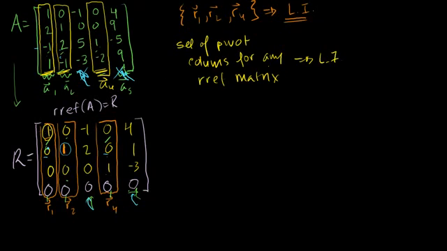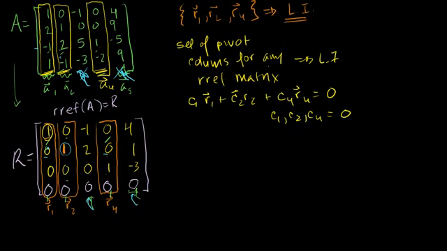Now that means that the solution to C1 times R1 plus C2 times R2 plus, let me say, C4 times R4, the solution to this equation, because these guys are linearly independent, we know that this only has one solution, and that's C1, C2, and C4 equal to 0. That's the only solution to that.